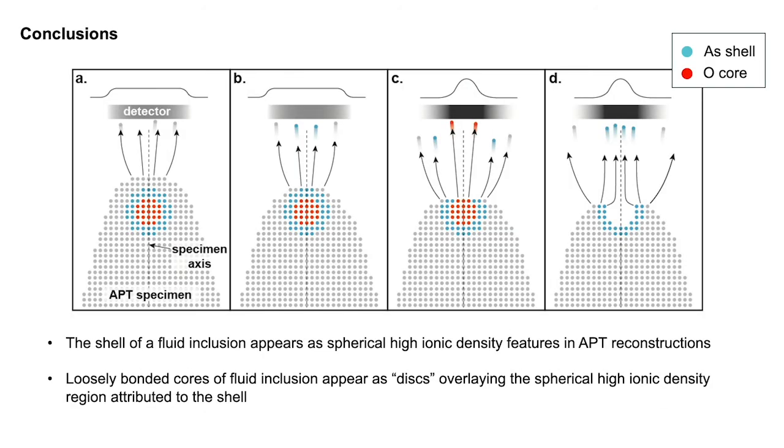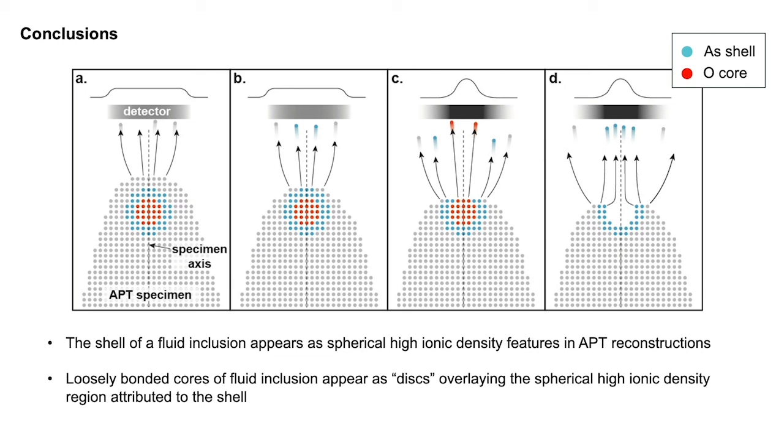To summarize, we show a schematic of the ion flight paths of local composition surrounding a fluid inclusion. In A and B, the ions from the specimen matrix, shown in gray dots, and the fluid inclusion shell, shown in turquoise dots, are evaporating at a similar rate 90 degrees from the hemispherical surface and deflecting towards the specimen main axis, resulting in a homogeneous density of hits on the detector. In C, the fluid inclusion core, shown in the red dots, is exposed and evaporates at a much faster rate due to its significantly lower evaporation field, resulting in a very localized high density of hits on the detector.